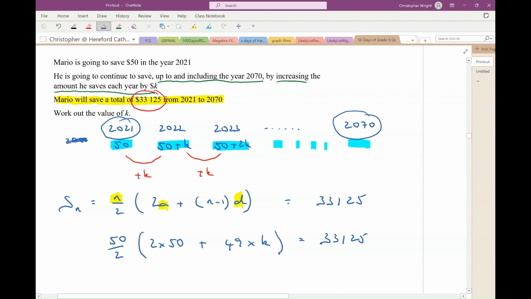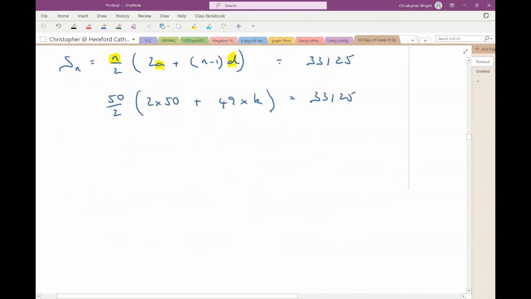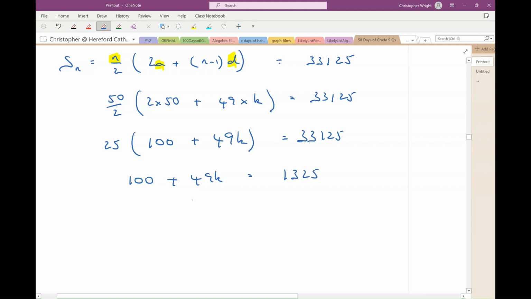33,125. Now look at that, I've got an equation there which I can use to work out what k is. I've got 50 over 2, well that's 25, multiplied by 100 plus 49k, and that equals 33,125. Well, I'm going to divide both sides by 25 to give me 100 plus 49k equals 33,125 divided by 25, 1,325. Now this is making sense now. Subtract 100 from both sides and divide by 49, and k is 25.